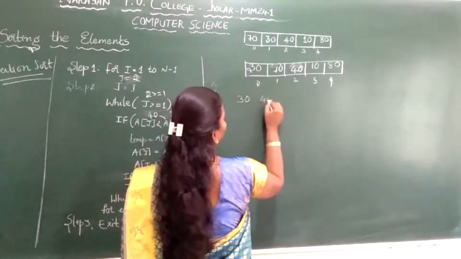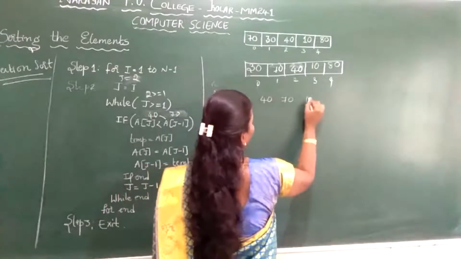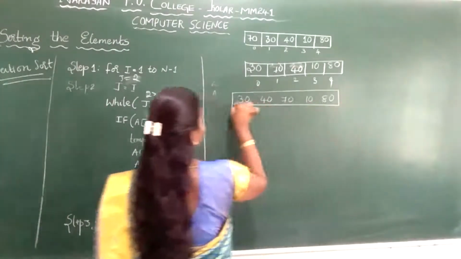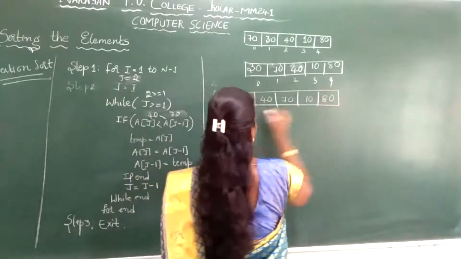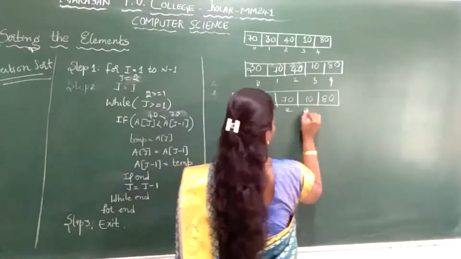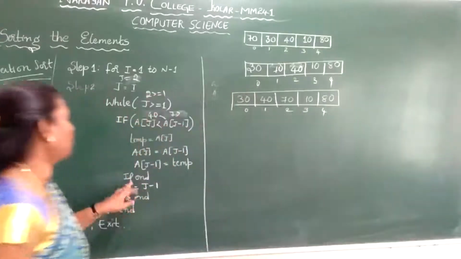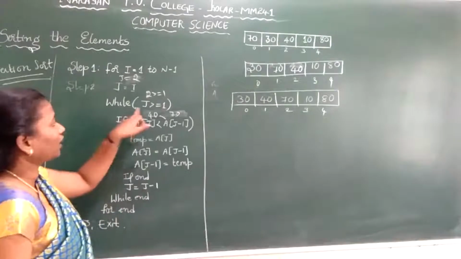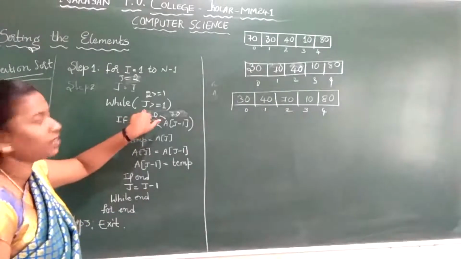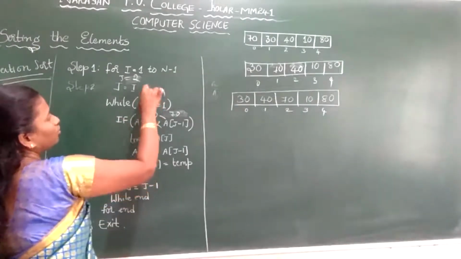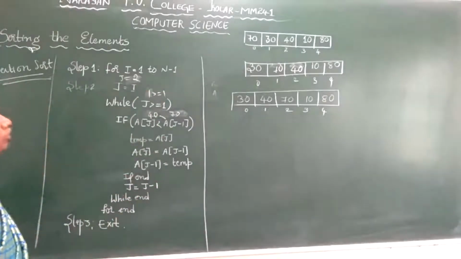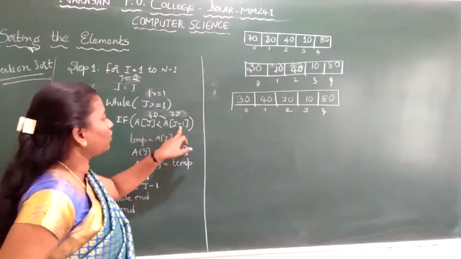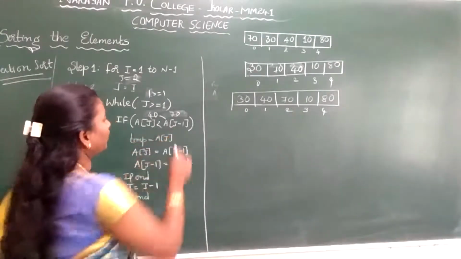30, 40, 70, 10, 80. Okay, now j will become j minus 1, that is 2 minus 1 is 1. Again the while loop condition satisfies. Now j value is 1. 1 is greater than or equal to 1. Yes, 1 is greater than or equal to 1. Now what is A of 1 minus 1? That is A of 0. What is there in A of 0?